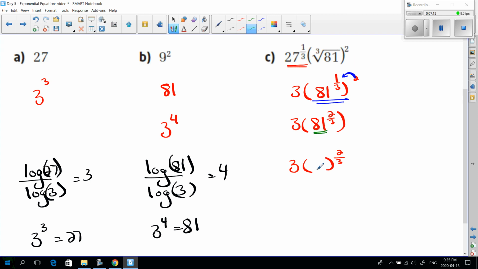81 is really 3 to the 4th. If you're not sure where that's coming from, look no further than question B. The log of 81 divided by the log of 3 is 4. Or if you know that 3 times 3 times 3 times 3 is 81, even better. Then I'm going to multiply here. This 3 just keeps following down. This now becomes 3 to the 4 times 2, which is 8.